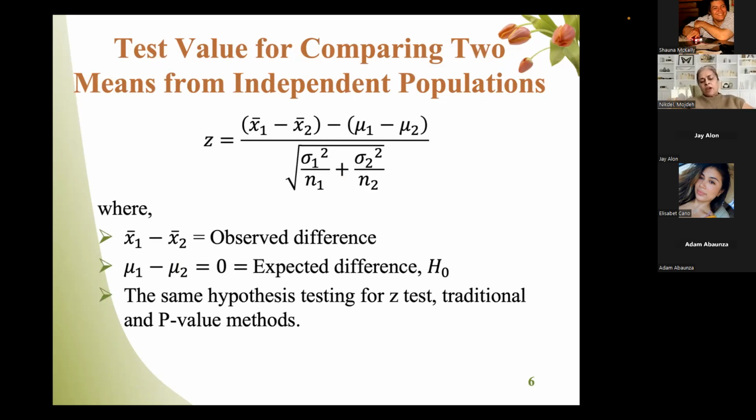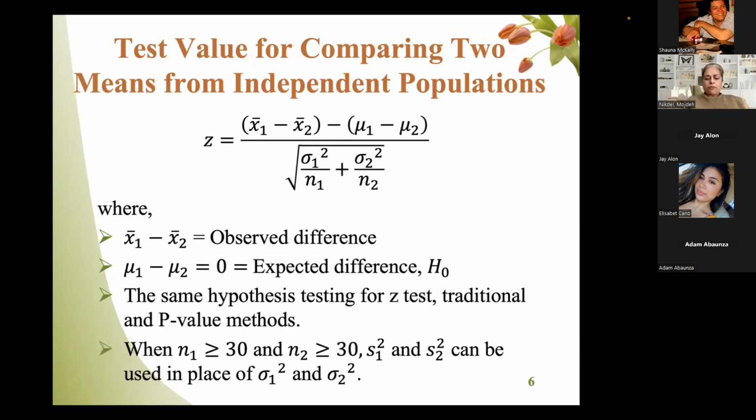The same hypothesis testing for the Z-test, traditional and p-value method. The same steps are in your formula sheet. At the bottom of the formula sheet, there are two gray boxes. N1 has to be greater than or equal to 30, N2 greater than or equal to 30. If we don't give you sigma 1 and sigma 2, you can replace them with S1 and S2.